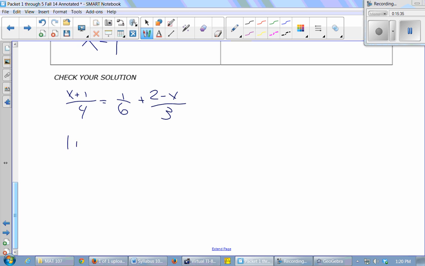So I have 1 plus 1 over 4. Does that equal 1/6 plus 2 minus 1 over 3? So 1 plus 1 over 4, that's a half. 2/4 is a half. 2 minus 1 is 1. What's a sixth plus a third? It's a half. 3/6. Because a third is 2 over 6. 1 over 6 plus 2 over 6 is 3 over 6. So check.